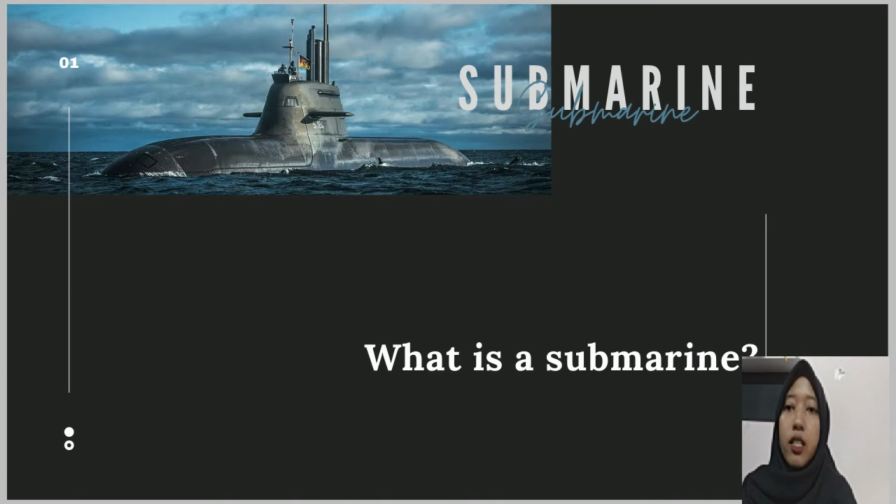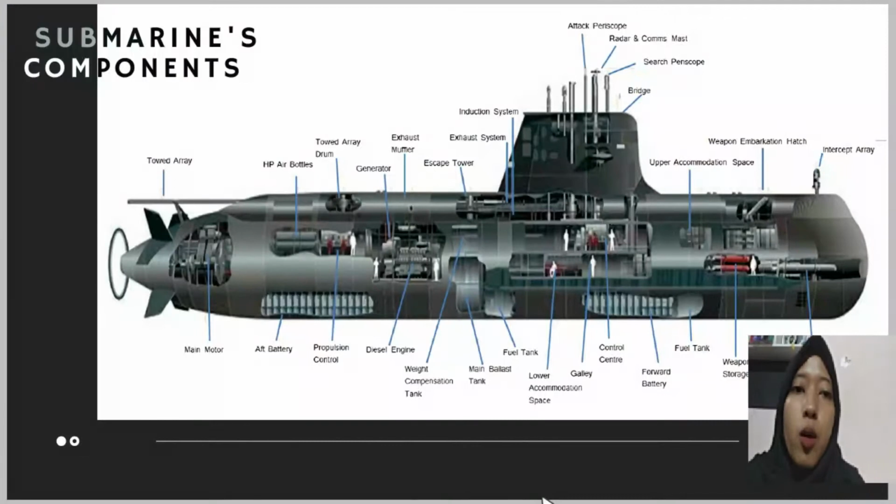Among the functions and purposes of submarine development are military interests and objectives. Submarines are also used for scientific purposes such as underwater research to discover underwater life, and they can also be used for underwater rescue. In its operation, the submarine has support components to operate both at water level and underwater. These are pictures of the components of a submarine.